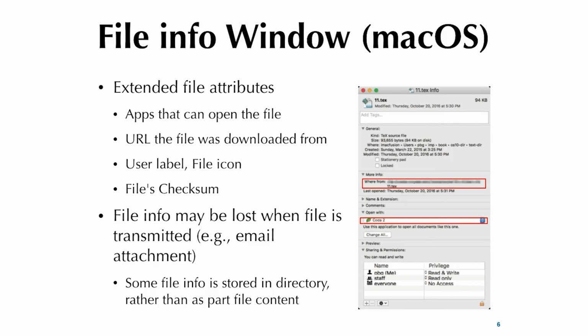Another attribute may be the file's checksum. But as you transmit this file, so you drop it over a text message or upload to, say, a cloud drive, some of these attributes may not be transmitted. They may be lost, or you do an email attachment, where you're only transmitting the file content part plus its name and its size, nothing else. A lot of these other attributes may be lost.